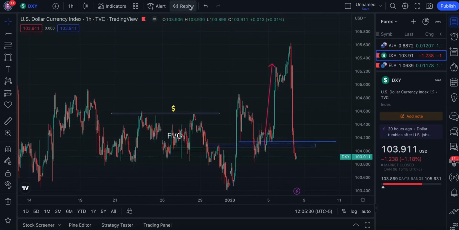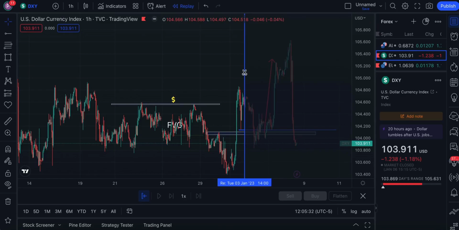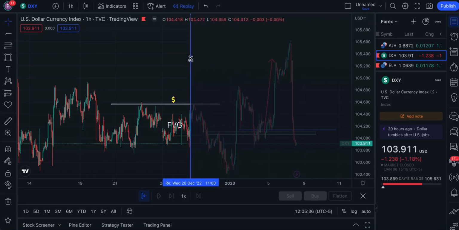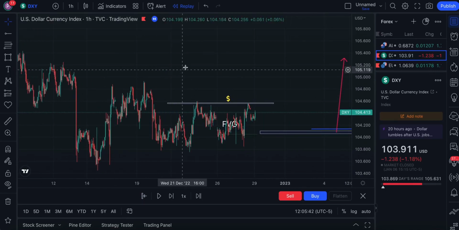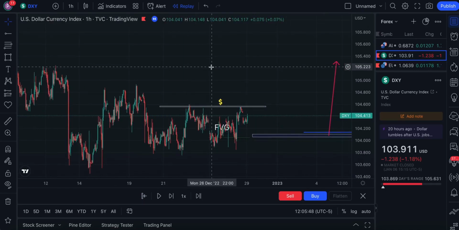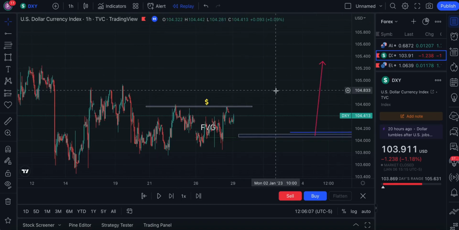So let me show you guys an example. Before we look at GU, EU, and all the other pairs that I trade, we have to look at DXY to see what exactly is happening on DXY. So I'll give you guys an example of how exactly I correlate my pairs and how exactly I add this extra confirmation to my trades. So I'll be going over this trade I took on GBP USD.